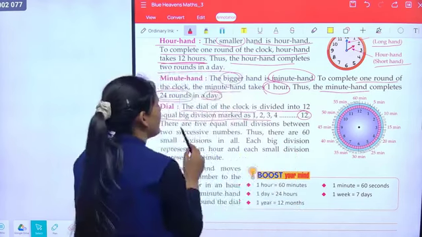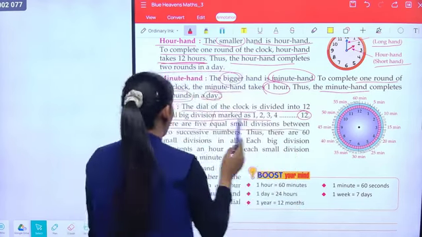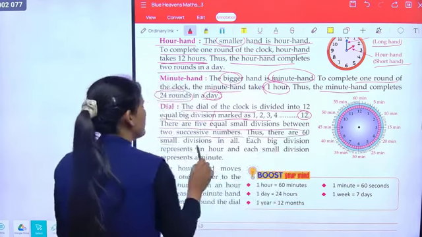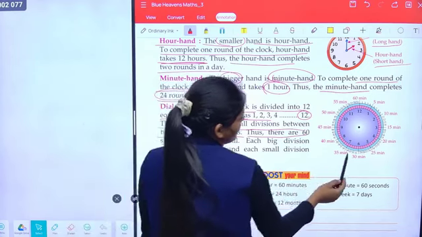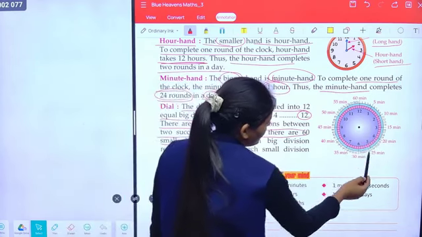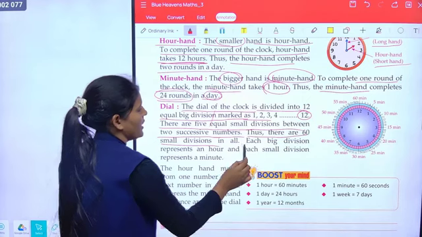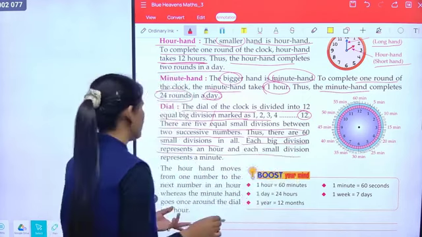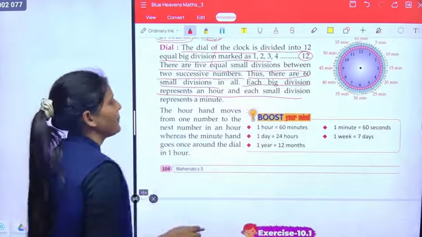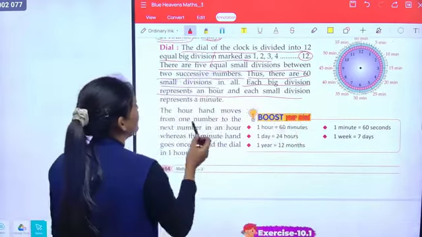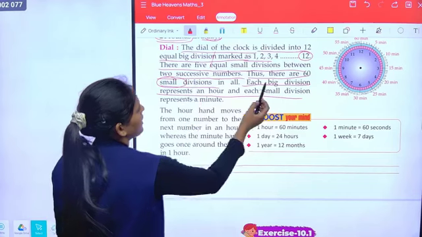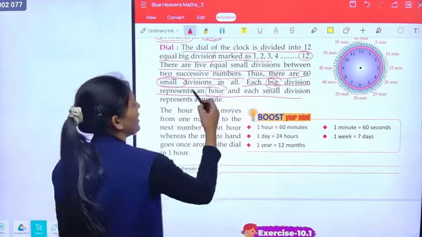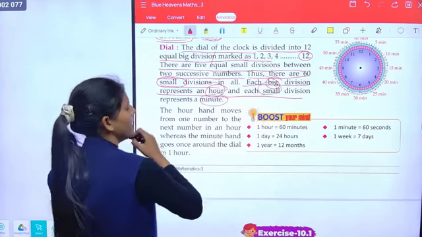Okay, there are 5 equal small divisions between two successive numbers. Thus, there are 60 small divisions, like यहाँ से till 60. Okay, each big division represents an hour and each small division represents a minute. Small क्या कह रहे हैं वो? Small तो there are 60 small divisions. Each big division represents an hour and each small division represents a minute.